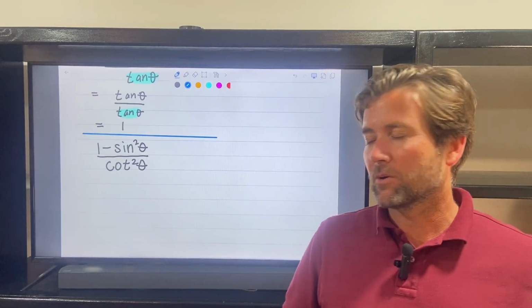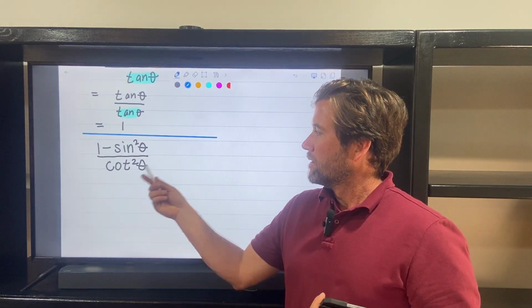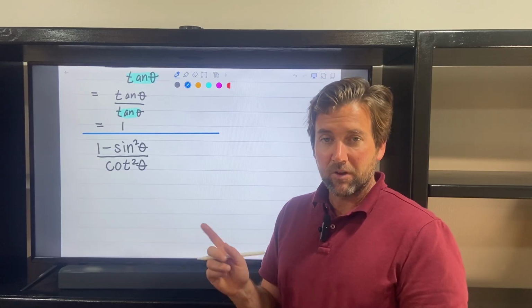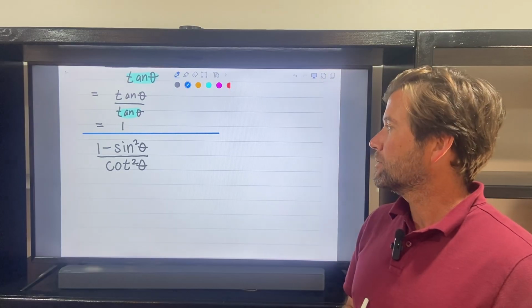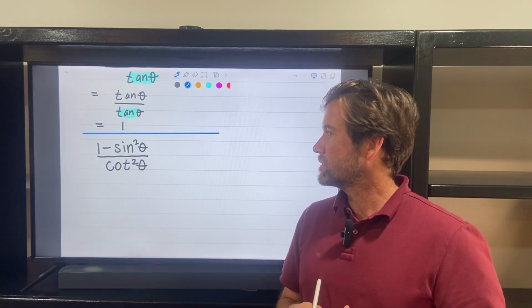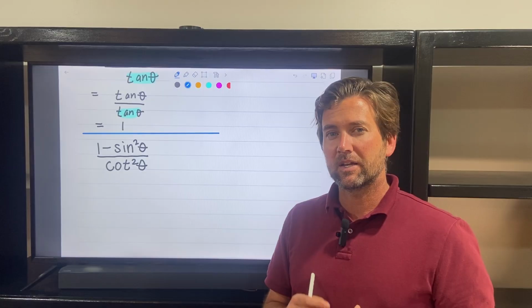Alrighty. So this next question here, our directions are still to simplify this expression. If you want to pause the video, give this one a try on your own. All right, so we see 1 minus sine squared of theta.